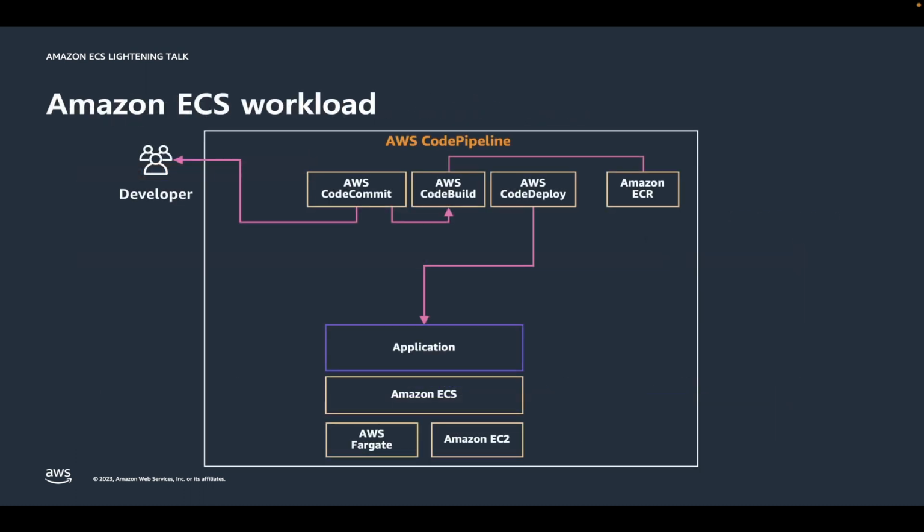Next, I would like to go over CodePipeline in the context of Amazon ECS. AWS CodePipeline is a fully managed continuous delivery service that helps you automate your release pipeline for fast and reliable application as well as infrastructure updates. CodePipeline is composed of a series of stages, and those stages are composed of a series of actions. Those actions are tasks that perform the build, the deploy, the test, and the release process.